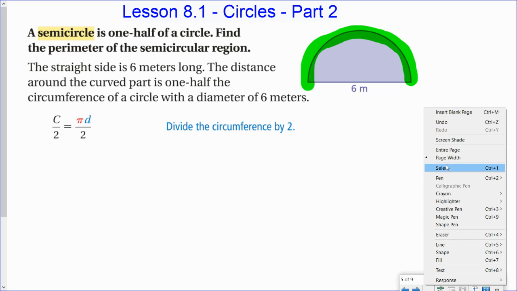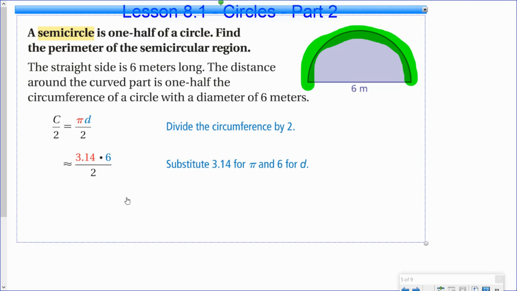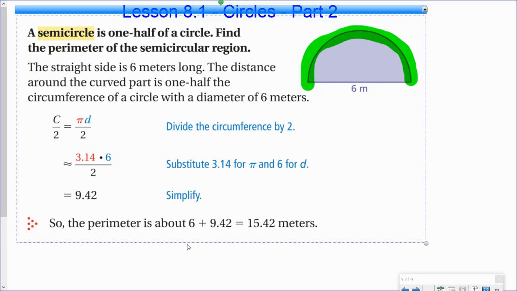So I'm going to go ahead and calculate that right now. So that'd be pi times 6, and then cut it in half because it's only half of a circle. And I would get 9.42. So this is what's in green. If I want to get this perimeter, which is all the way around here, I still need to add in this side right here. So I'm going to take the 9.42 and add 6 to it. My answer for the perimeter would be 15.42 meters.